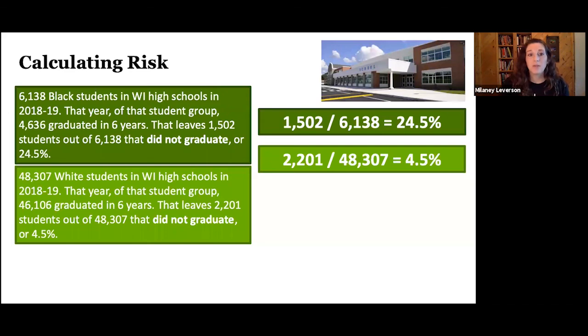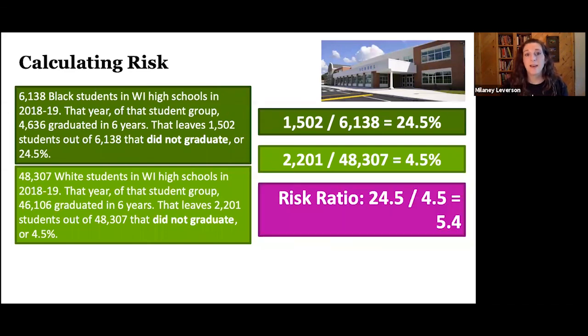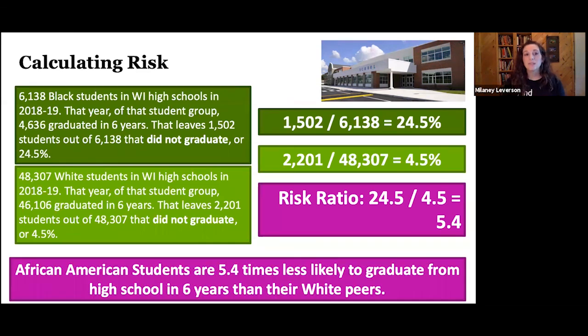Then when we calculate risk ratio, we divide the percentage for the group that we're looking at by the comparison group. So 24.5 divided by 4.5, and that gives us the number 5.4. Meaning that in Wisconsin, our African American or Black students are 5.4 times less likely to graduate from high school in 6 years than their white peers.